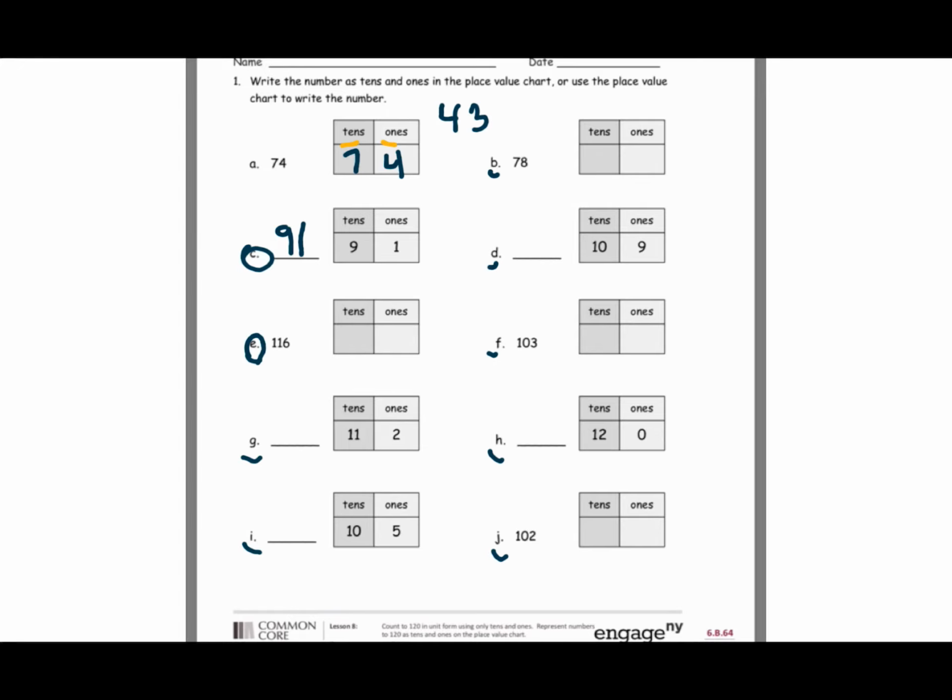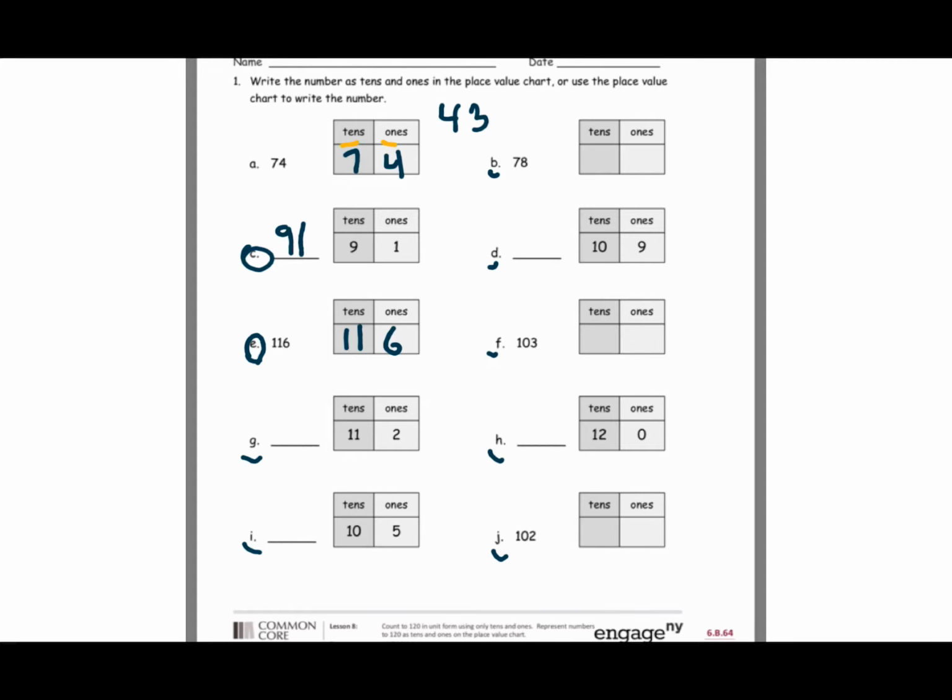Letter E has the number 116. So to write that in the place value chart, how many tens do I have? Well, I don't have 1 ten. I have 11 tens, and I have 6 ones. So 11 tens and 6 ones is the same as 116.